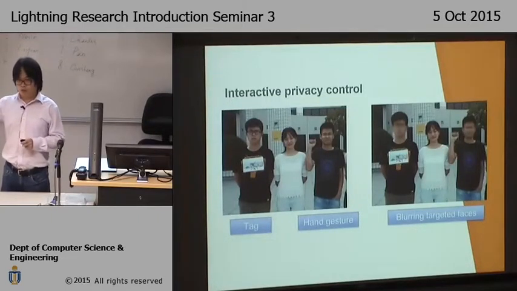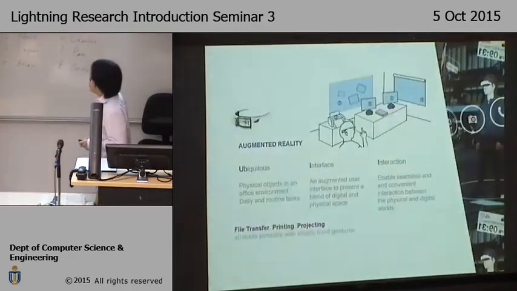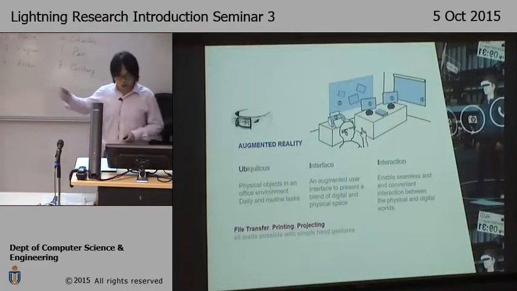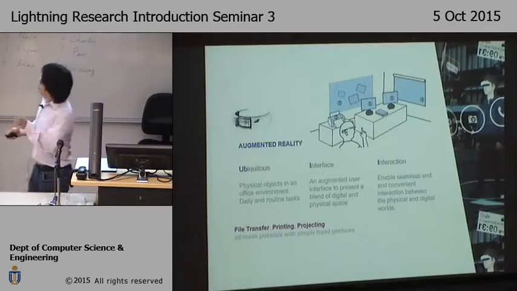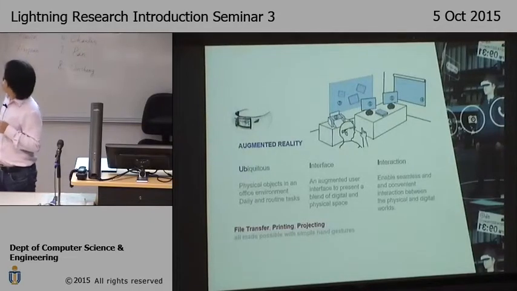So when people put a V, they will disappear from the picture. So just a drag. And then we also built another system trying to provide some ubiquitous interaction between humans and devices by using Google Glass.